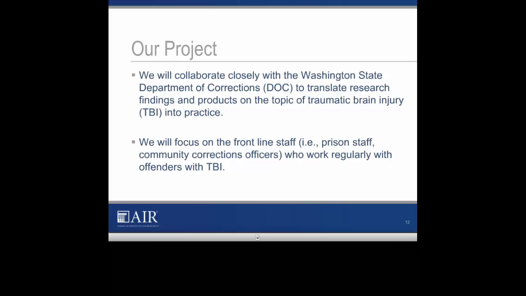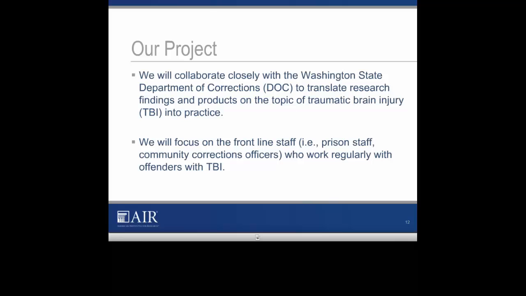DOC is a complex and very large state organization, and we would not have much success trying to develop trainings or to engage in knowledge translation activities if we didn't have a really strong relationship with staff inside of the DOC. They've already been extremely helpful, just helping us to understand how DOC works and what kinds of things might be feasible, and to understand the culture of the Department of Corrections. So the collaboration is pretty critical to the project.